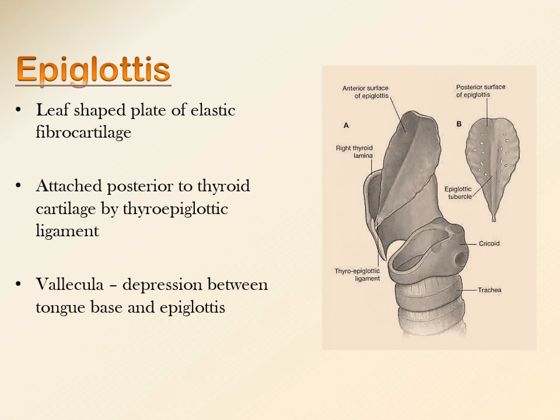على جانبي الإبيجلوتس there is a membrane. يفصل هذا الممبرين بين الإبيجلوتس وبيز of the tongue. بين البيز of the tongue إلى anterior surface of epiglottis there is a depression called vallecula. Vallecula is a fossa or depression between the anterior surface of the epiglottis and the posterior surface of the tongue.